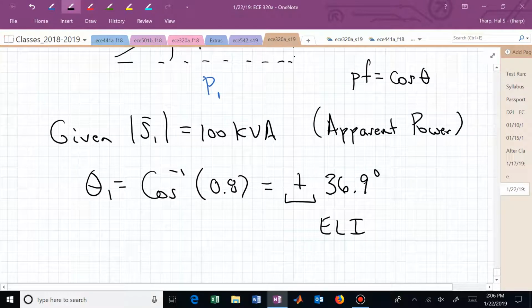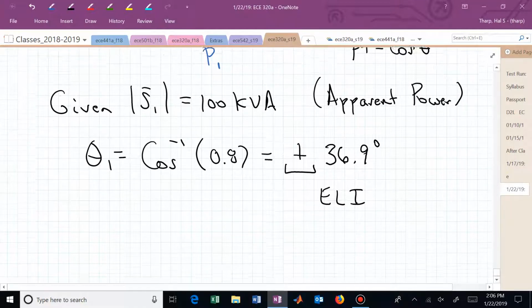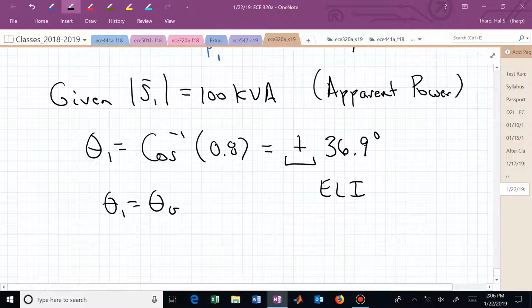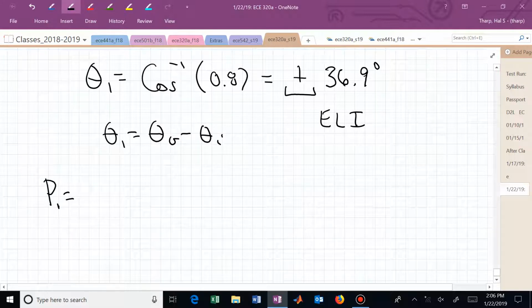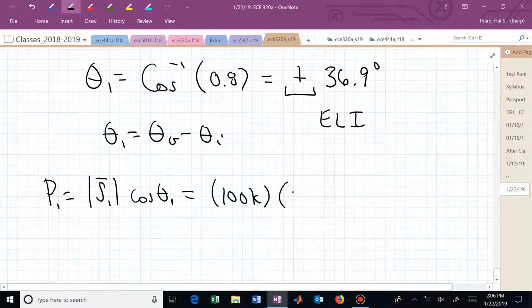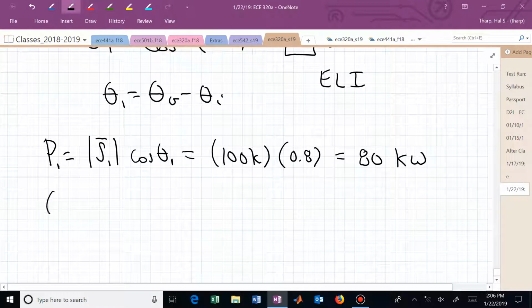where ELI tells us the positive nature, or theta 1, is now theta v minus theta I, and we know that theta v minus theta I is 36.9 degrees. P1 is now the apparent power of load 1 times the cosine of theta 1. 100k times 0.8, again cosine of theta 1 is the power factor. This is now 80 units of watts, 80 kilowatts. Q1 better be positive since our angle is positive.